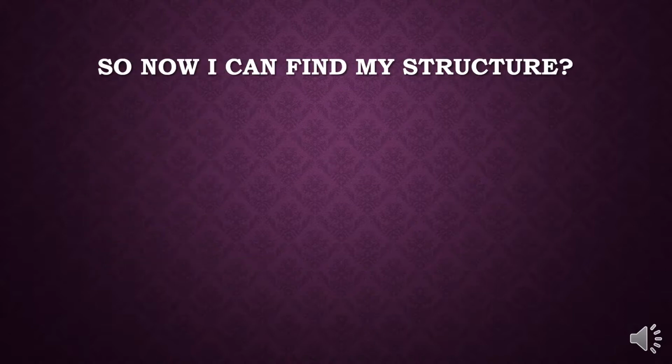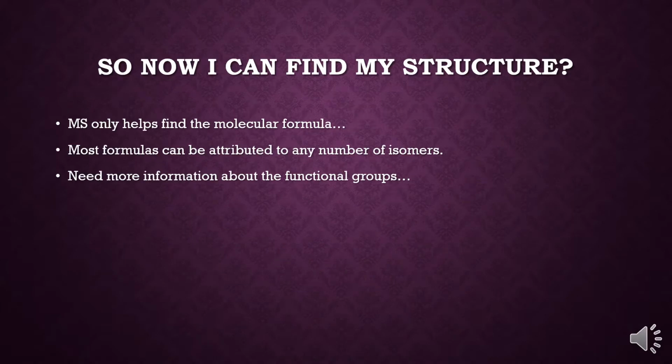So at this point, you're on step 5, and you're going to try and find your structure. Only there's one slight problem. MS only finds you the molecular formula. And since formulas can be attributed to multiple isomers, you can't use the formula to determine your structure. What you need now is a little more information about your functional groups, and this is where IR spectroscopy is going to come into play.